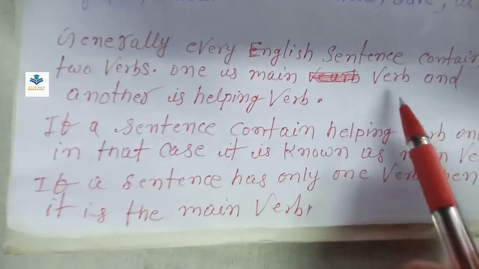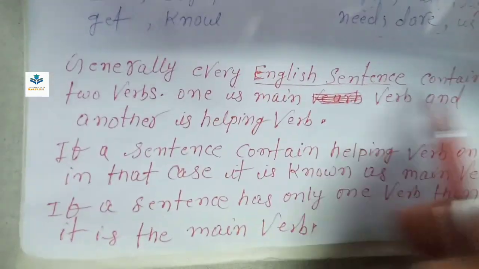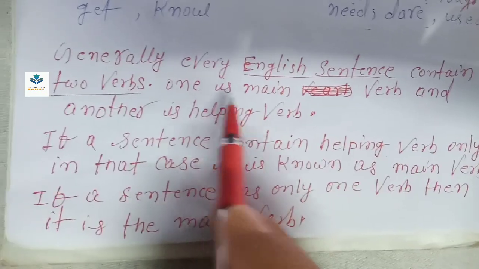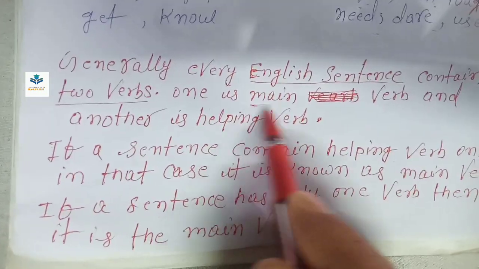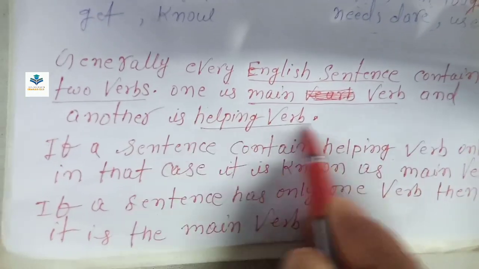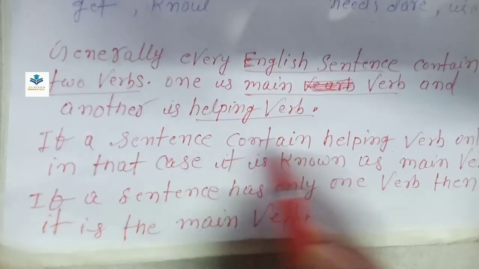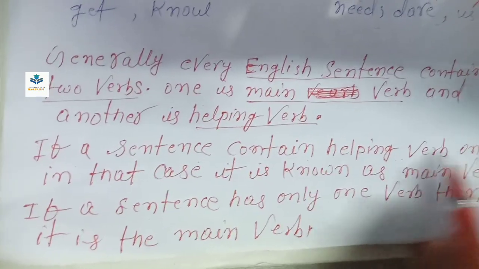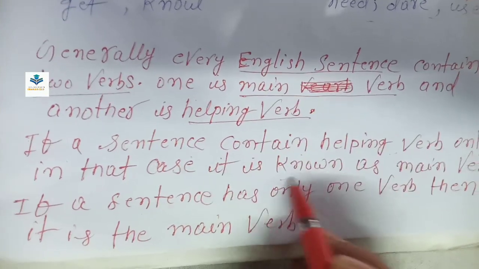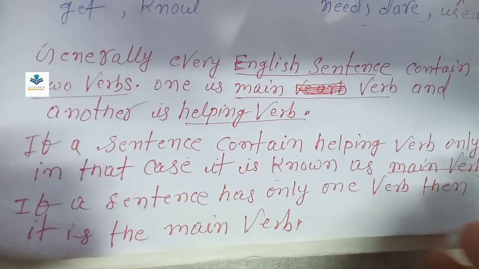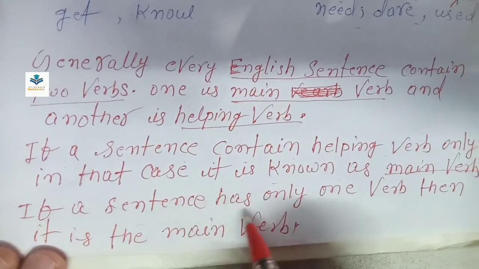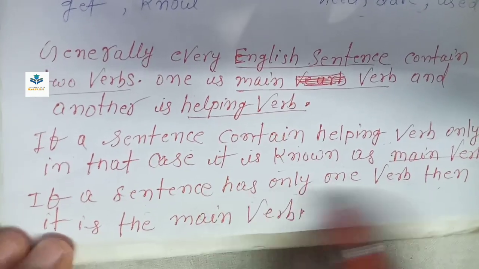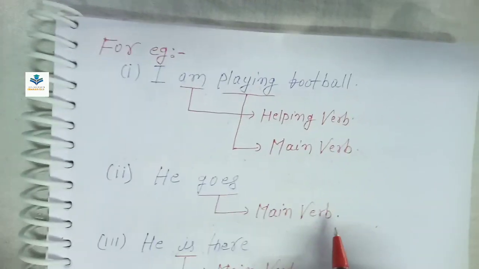Generally, every English sentence contains 2 verbs. Generally, not always. One is main verb and another is helping verb. If a sentence contains helping verb only, then in that case that helping verb is known as main verb. If a sentence has only one verb, then it is the main verb. And if a sentence has 2 verbs, then one of them is main and another is auxiliary.